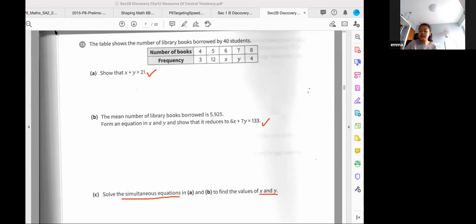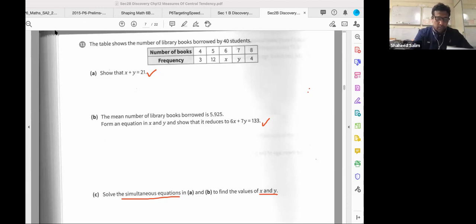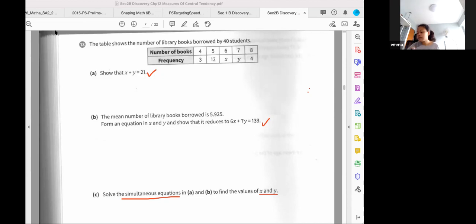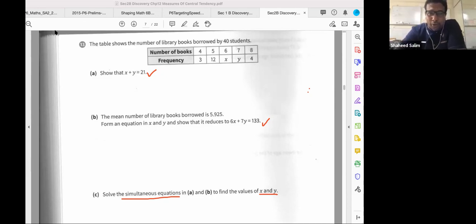Y equals -7, and x equals 14. And now we're going to have a problem here. If y equals -7, I can understand 3 students, 12 students, 14 students, but -7 students, that means the students have died. Oh, there's something wrong.